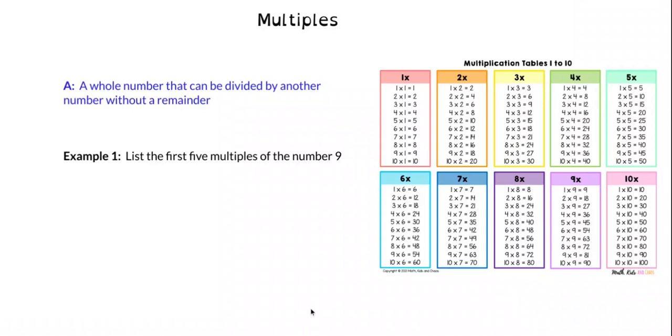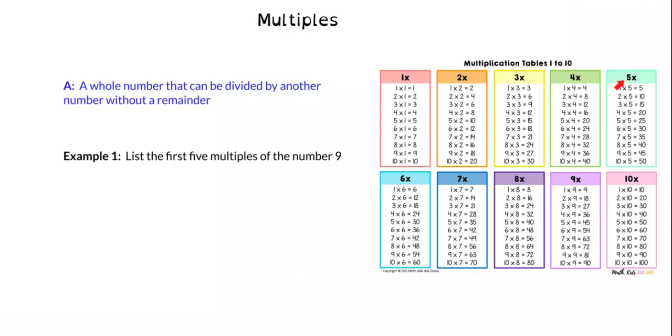So first, we're going to need to refresh our memory on what a multiple is. A multiple is a whole number that can be divided by another number without a remainder. The word multiple sounds a lot like multiplication, right? And it is connected. Here we have our multiplication tables from 1 to 10. Let's just look at 5 for a moment. So the question is, what's a multiple of 5?